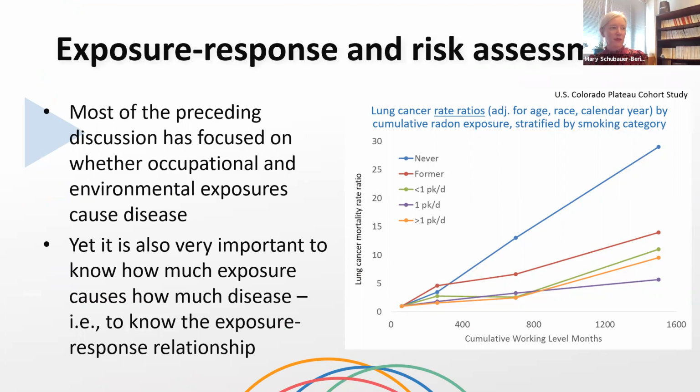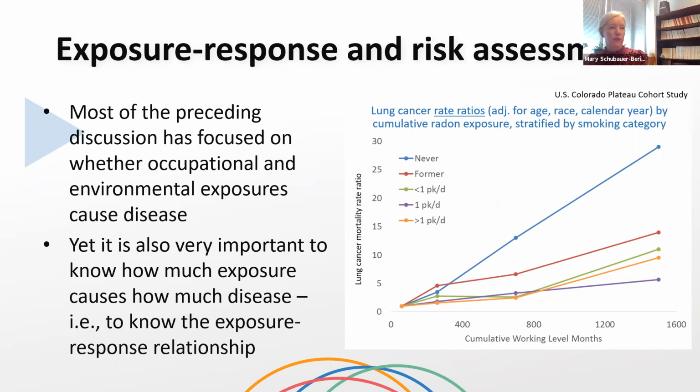So we've mostly been focused on whether occupational exposures can cause disease, but it's also important to know how much exposure causes how much disease. That is the exposure response relationship. And here's an example from a cohort study that I was involved in at NIOSH. These are uranium miners on the US Colorado Plateau, and these miners were followed for decades.